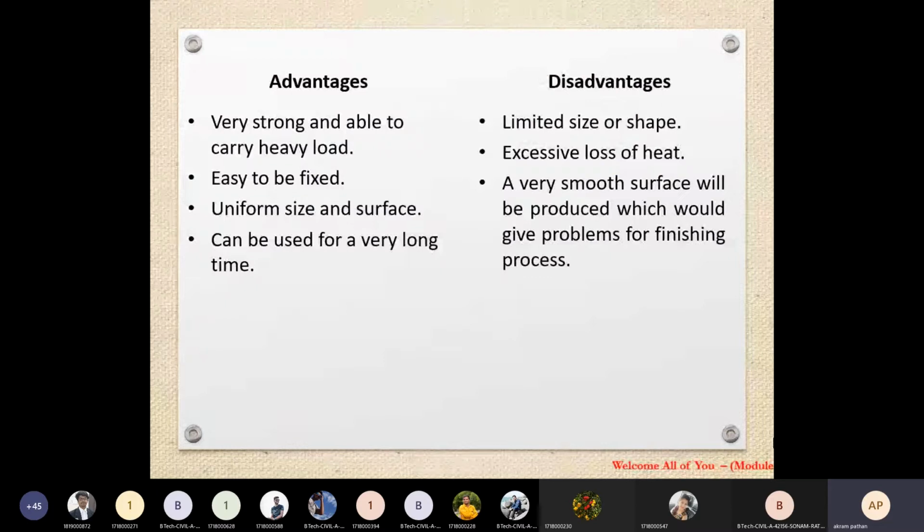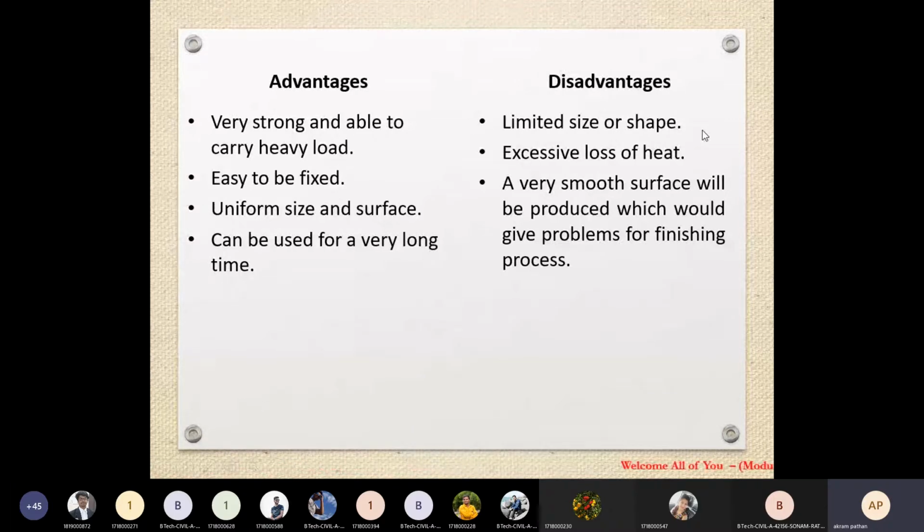Then look at the advantages and disadvantages of the steel formwork. As far as the advantages are concerned, it is very strong and able to carry heavy loads. It is easy to fix, we get uniform size and surface, and it can be used for a very long time. So these are the advantages.